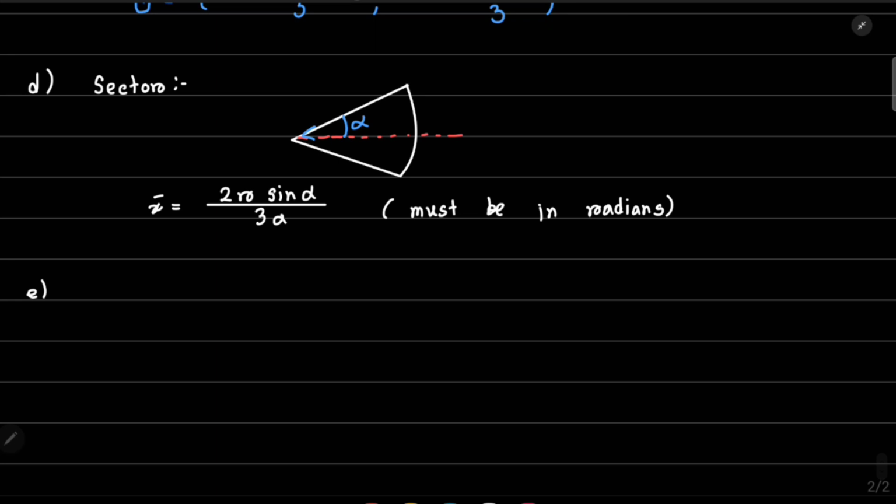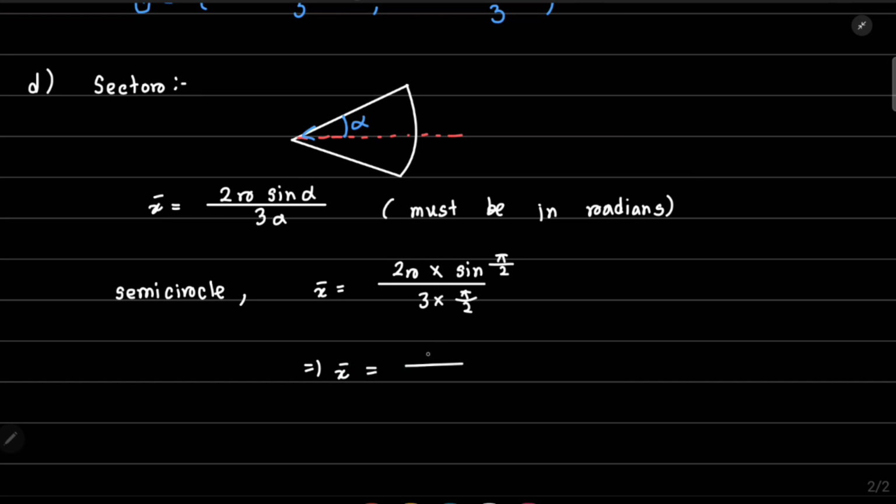We must use it in radians. Finally, we can take out the case for a semicircle from here. It doesn't have to be a separate point. Semicircle is basically a sector where the value of alpha is 90 degrees or pi by 2. So x bar will be 2r times sine pi by 2 divided by 3 times pi by 2. So the value of x bar will come out to be 4r by 3 pi.